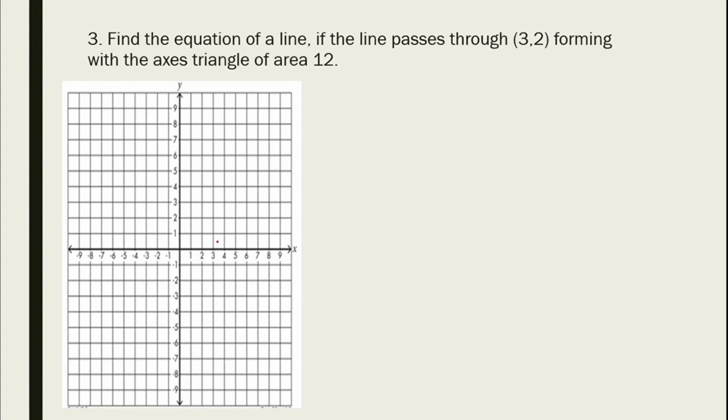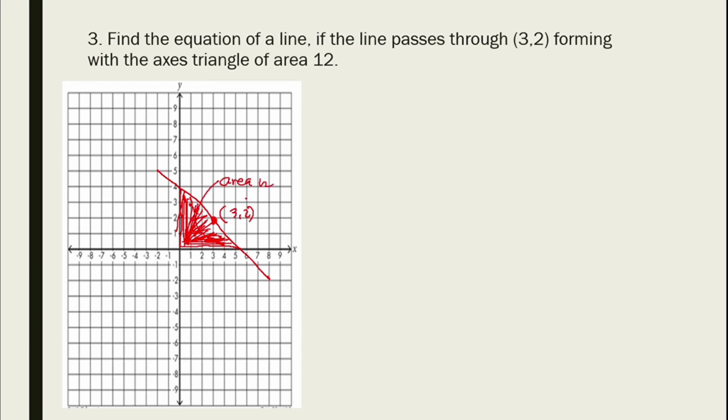So it passes through (3, 2) here and forms an area of 12. So let's have first this part. Okay, another equation, and this part. It forms a triangle here. It forms an area, but it passes through (3, 2). This is area 12.